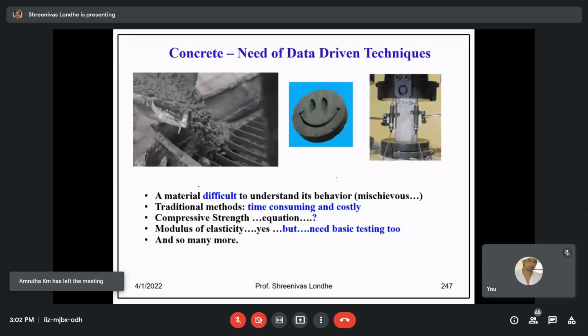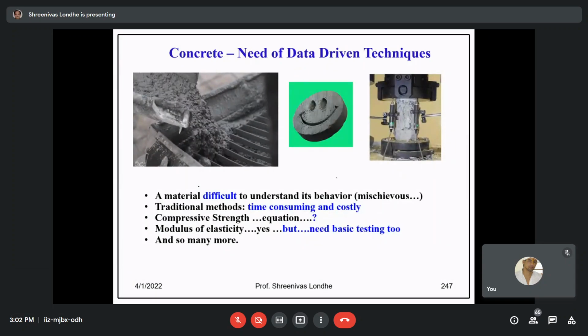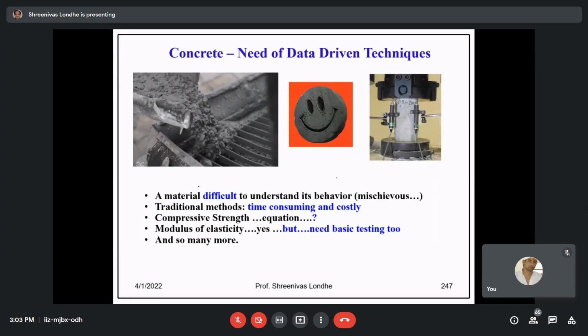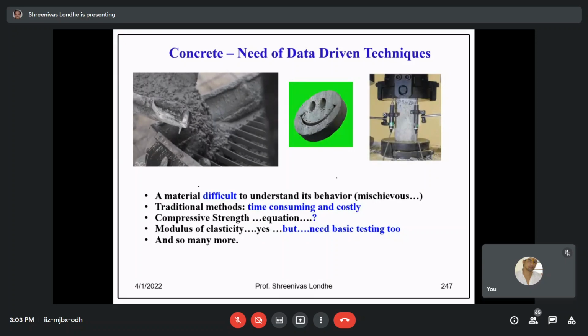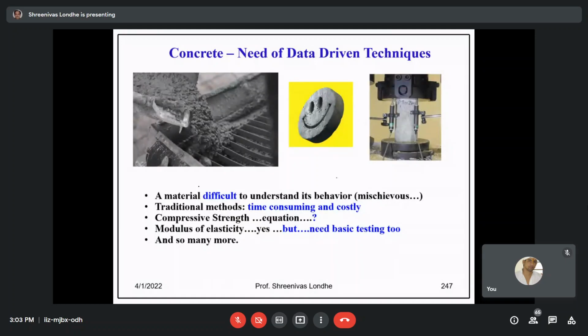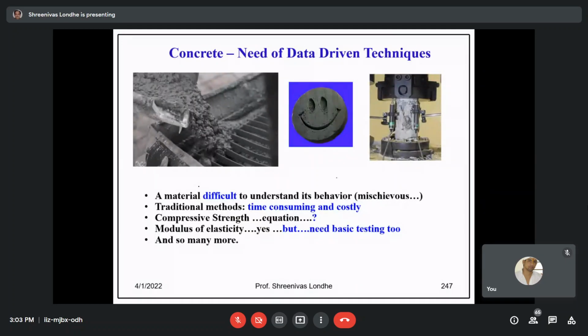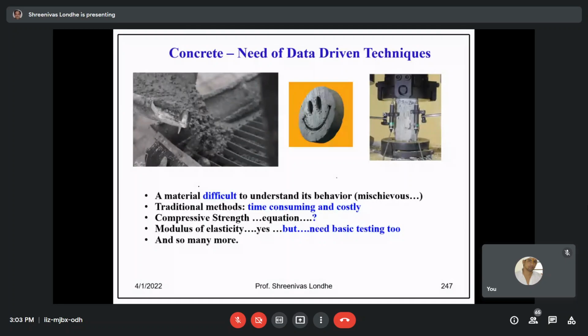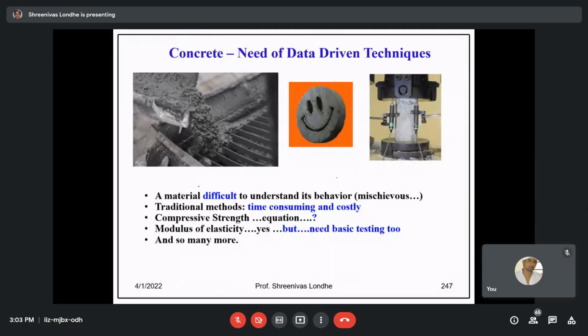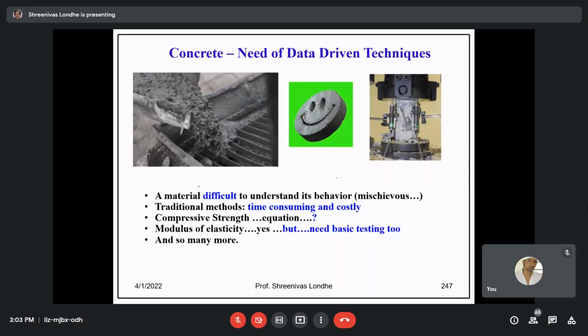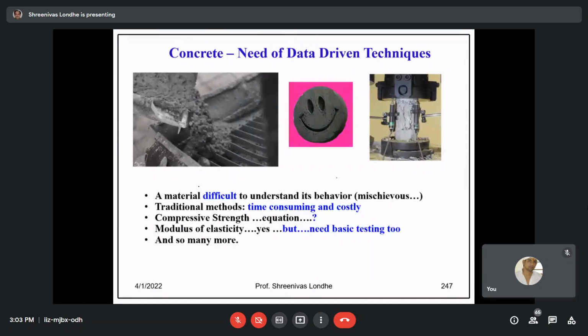What is used on the site, and which has been accepted overall, is nothing but destructive testing. However, what is the problem with destructive testing? It is very time consuming, a minimum of 28 days. Okay, that's quite some amount of time. And moreover, it's costly also, because a lot of cost goes into materials, the curing, etc.